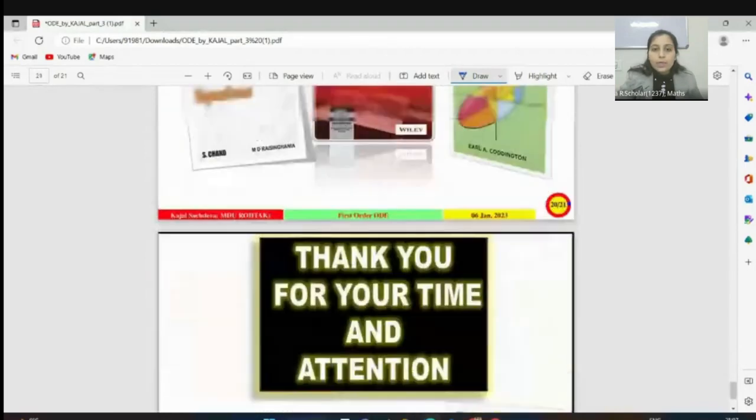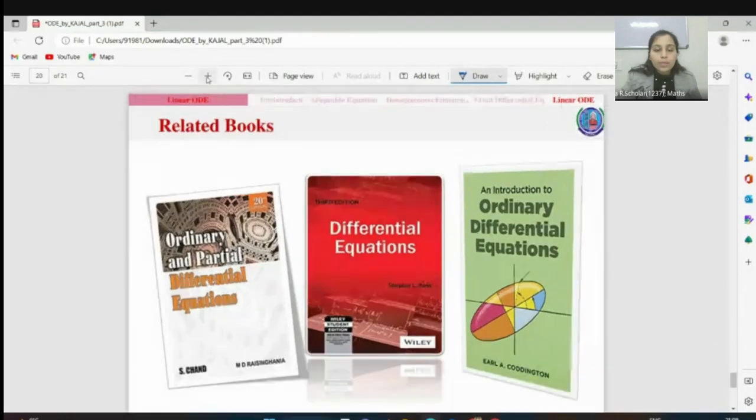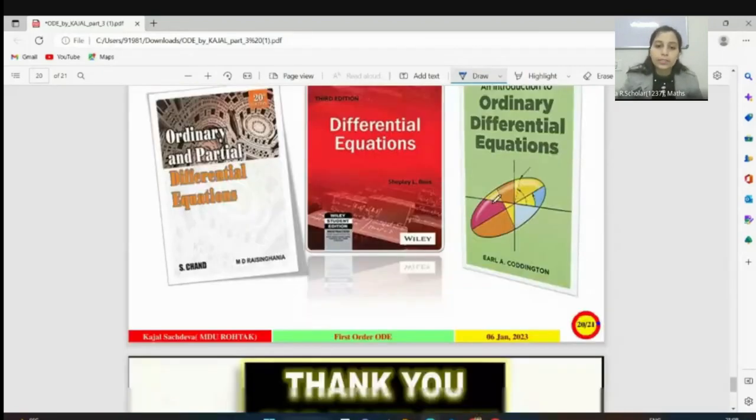And these are the books which you can study for this. Mainly we have 3 books which I follow. The important one is Differential Equations by S.L. Ross. This will clear your theory on this topic, and there are lots of problems in this book. Also, Ordinary and Partial Differential Equations by M.D. Raisinghania, and you can also clear your doubts from Introduction to Ordinary Differential Equations by Coddington.